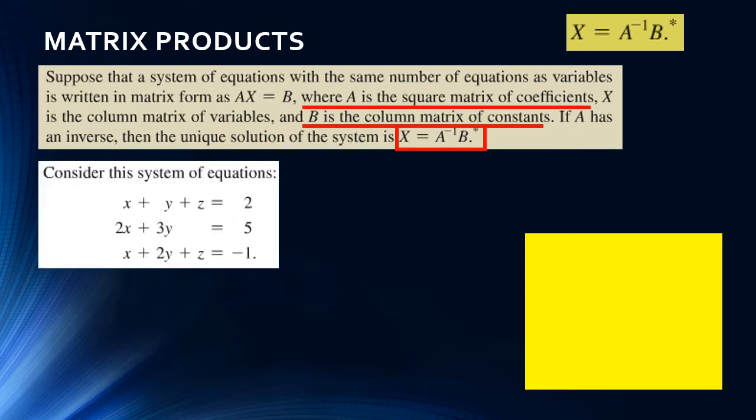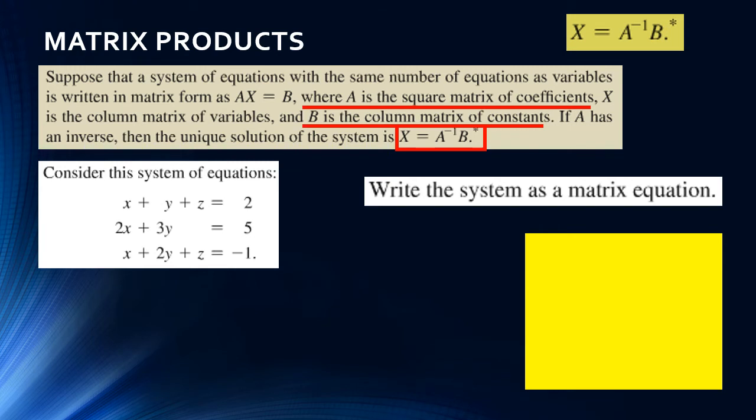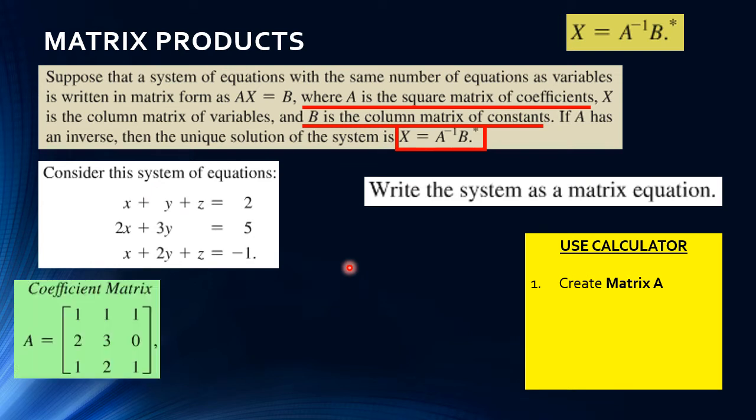So let's try this. I want you to get your calculator out and see if you can set these up. First, let's set up the coefficient matrix. Our coefficient matrix is all the values on the left side, and we can see it's a 3 by 3. Okay? So first we need to create matrix A, right? Which would be 1, 1, 1, 2, 3, 0, 1, 2, 1. And again, it's a 3 by 3, or the order of the matrix is 3 by 3. Okay, so there's our coefficient matrix.